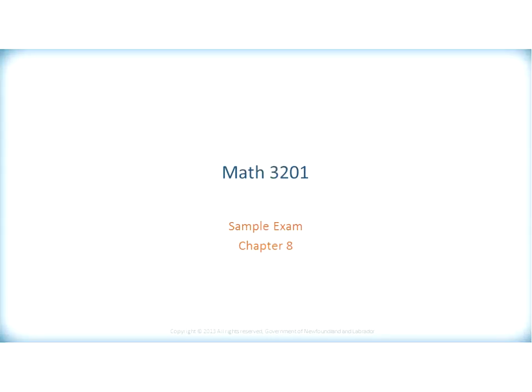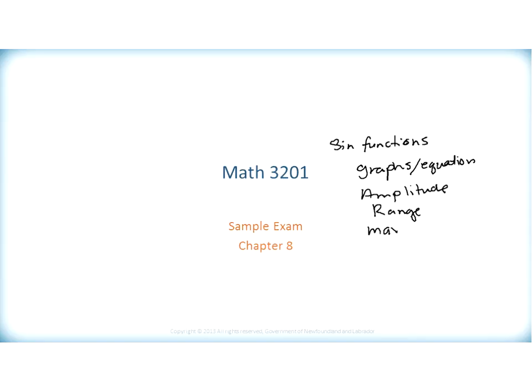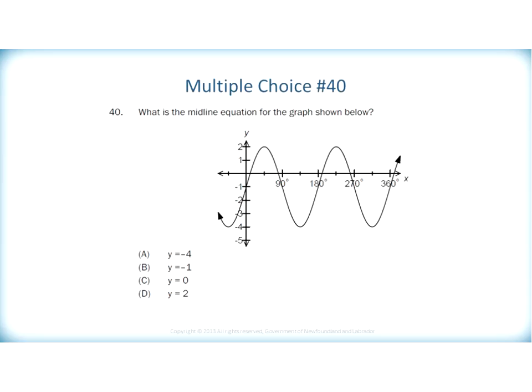We're looking at Chapter 8 of the sample exam, and that was sinusoidal functions. In this chapter, we looked at graphs and equations of sinusoidal functions, and we looked at the characteristics such as amplitude, range, their max and mins, period, midline, and we looked at some word problems in sinusoidal functions.